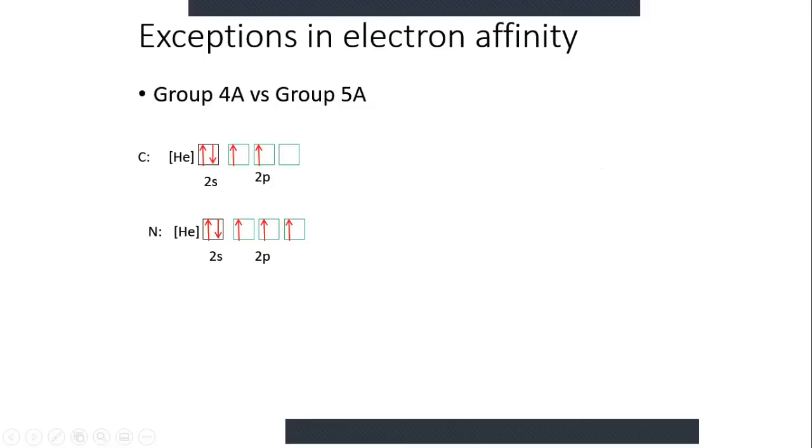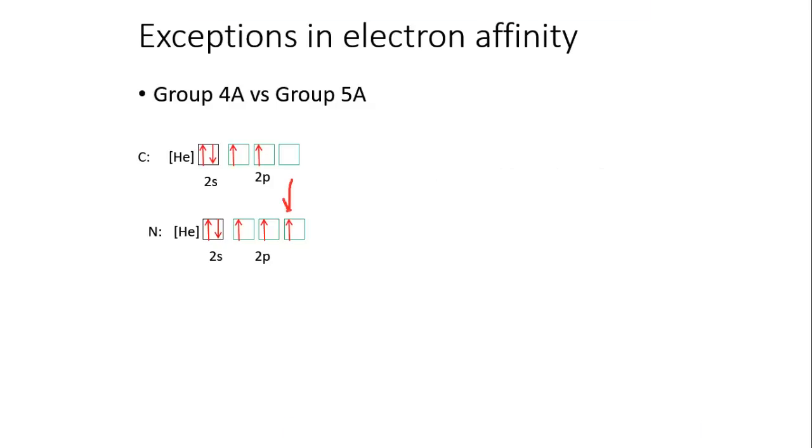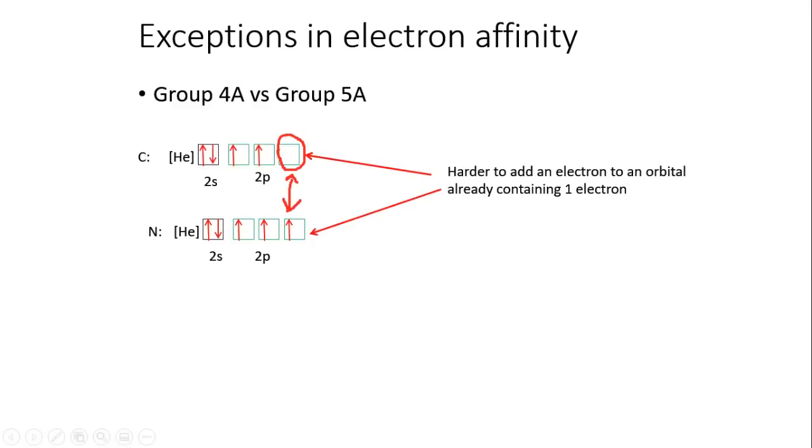Next we have group 4A and group 5A. So you'll notice here the only difference between group 4 and 5 is that in group 5 there's one lone electron in each 2p orbital, and in group 4 one of the orbitals is empty. And so it's easier to add an electron to an empty orbital versus an orbital that already contains one electron.